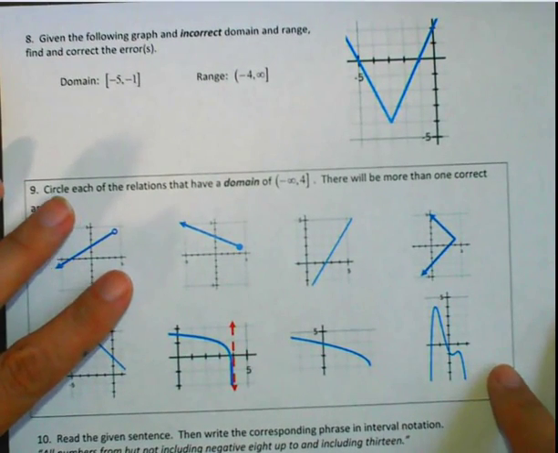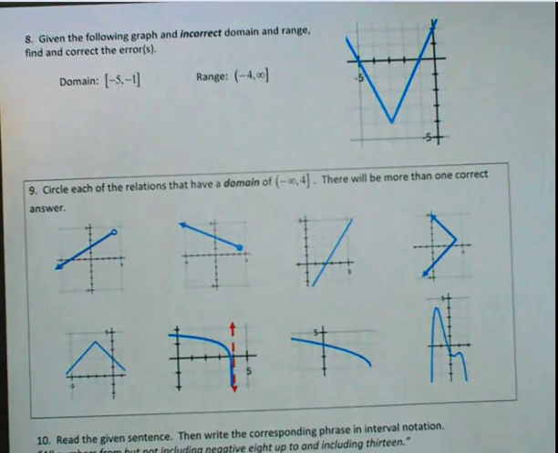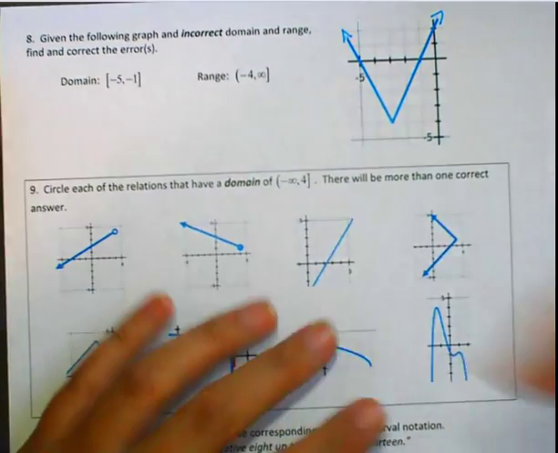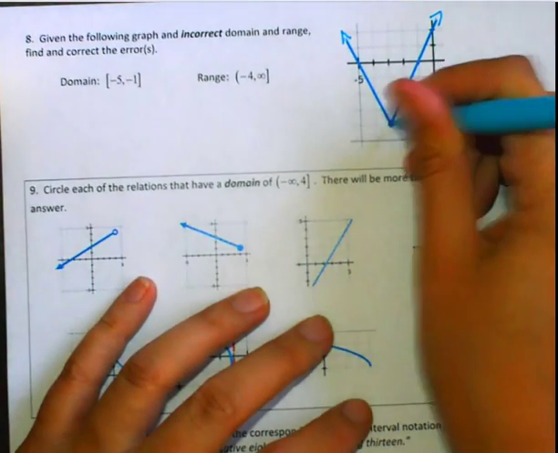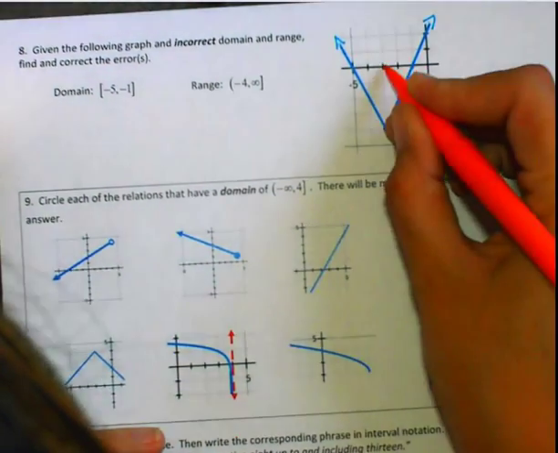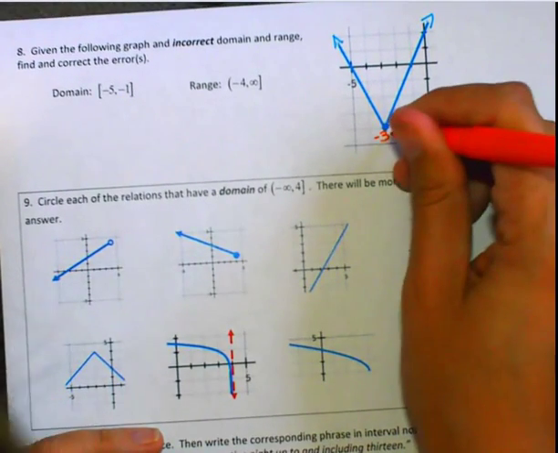All right, moving on to page 2. Number 8, given the following graph, an incorrect domain and range, find and correct the errors. So let's take a look at my graph here. I see an absolute value function. I'll put some arrows on there. I'm going to label my vertex too because I'm pretty sure I'm going to need that. So 1, 2, 3, so that's -3, -4.